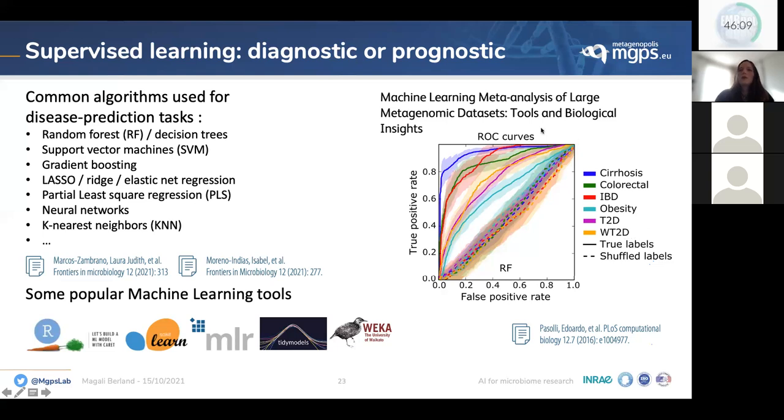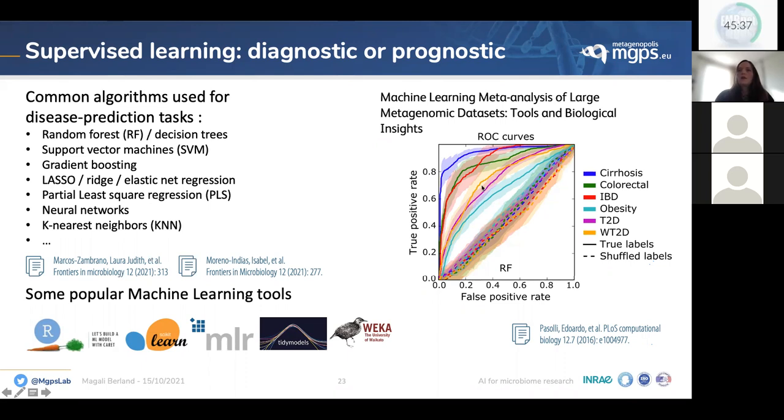And what you can see here is the result of the disease prediction task. So here on the dotted line, you have the shuffled labels. Shuffled labels means that there is nothing to predict because you have shuffled the information on who is diseased and who is healthy. So that's the baseline. If the algorithm is not doing better than this, it means that it's not working at all.